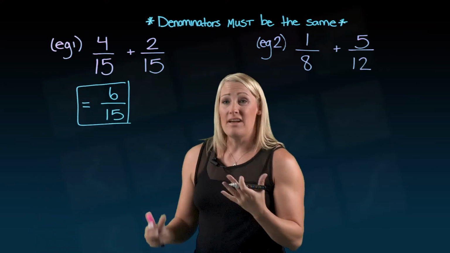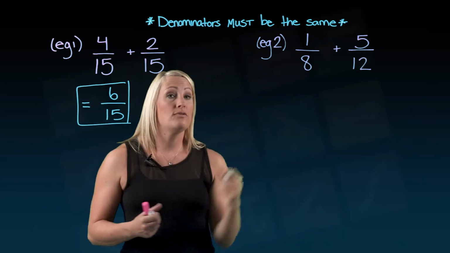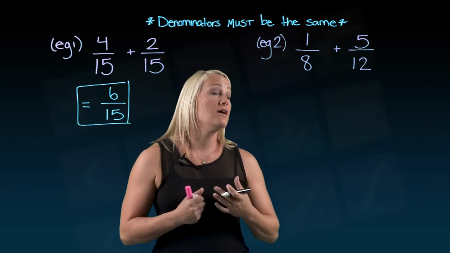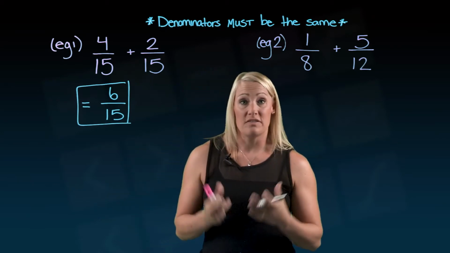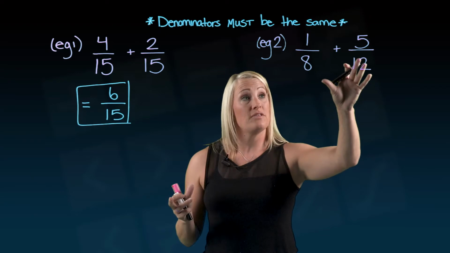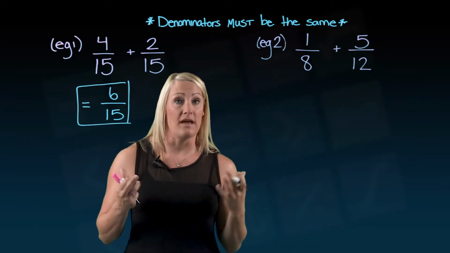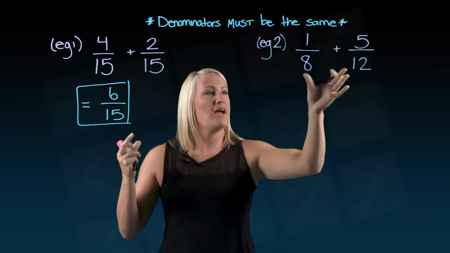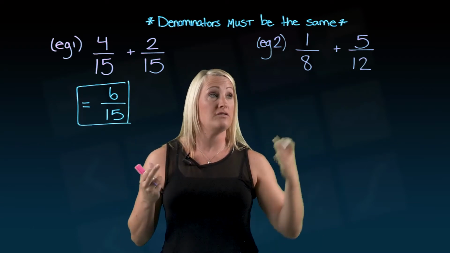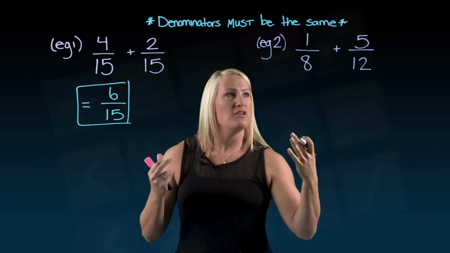Now that one was kind of nice because the denominators started off the same, but what if they don't? What if we have a question like we do over here, 1/8 plus 5 over 12, where the denominators aren't the same? We can't add those together at this point, so we've got to do something to make them the same. This might be something that you're comfortable with, and you can quickly in your head come up with the lowest common denominator for those. But if you can't, I'm going to show you how to do that.